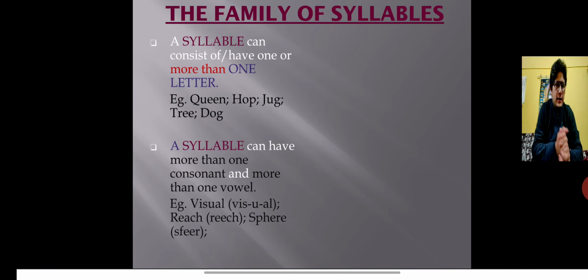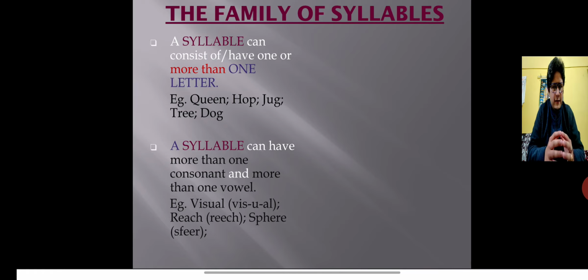Next up, a syllable can have more than one consonant and, of course, more than one vowel. Just like hop in the previous explanation, hop, jug, dog will be considered as one tone or one syllable in itself. It's, of course, a word, but it's been arranged in such a manner that it becomes one word or monotone. All right. A syllable can have more than one consonant and more than one vowel.